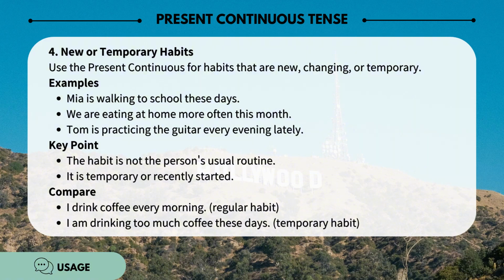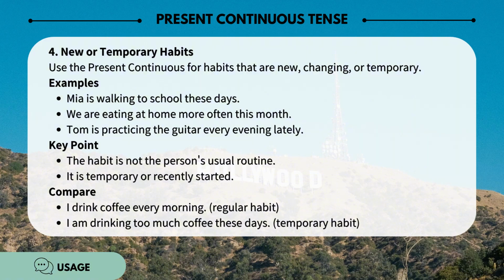Let's see why. Mia is walking to school these days. The phrase "these days" tells us this isn't her normal habit. Maybe her parents' car is being repaired, so she's walking for now. Next. We are eating at home more often this month. This is only happening during this month. It's a temporary change.